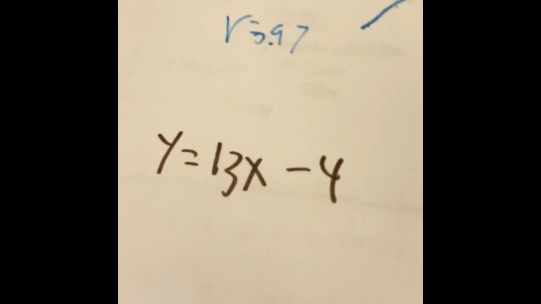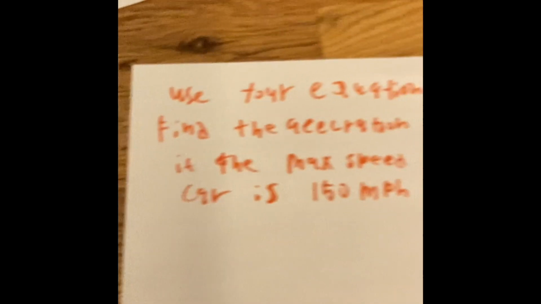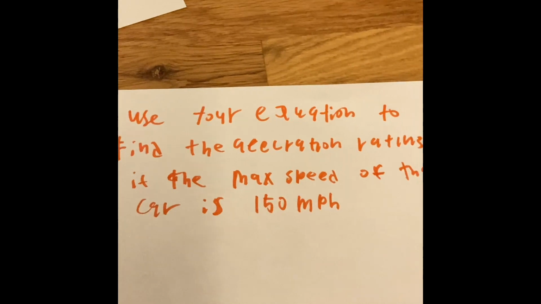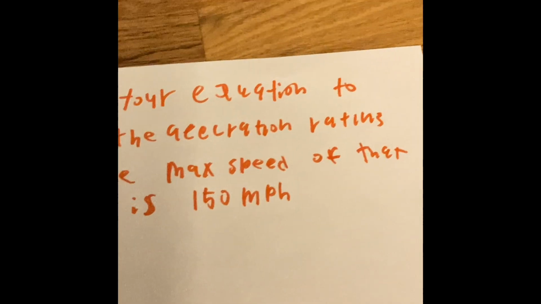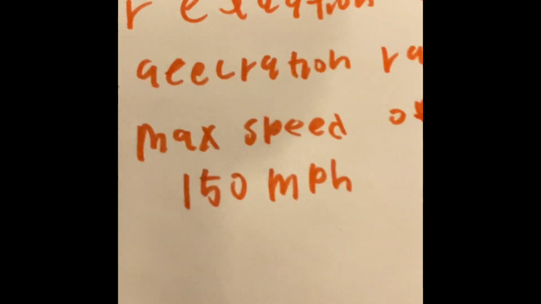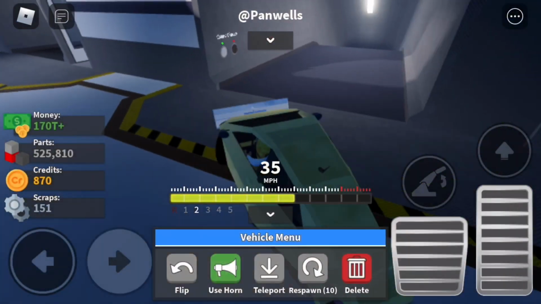But this time, we're going to use the line that Desmos came up with, the one that best fits, to predict what happens if you use your equation to find the acceleration rating of a car if the max speed is 150 miles per hour.